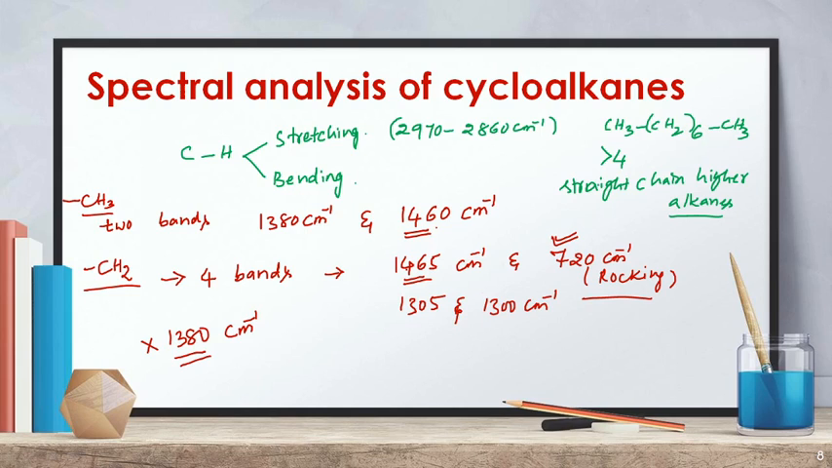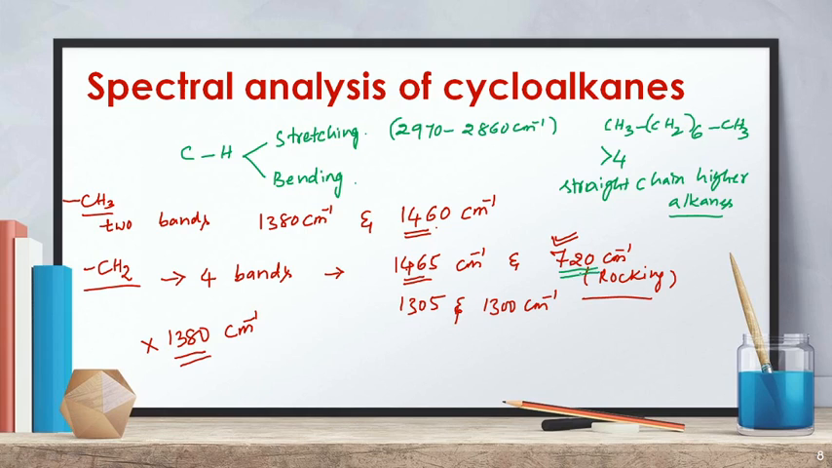So this is very important. We call alkanes higher alkanes whenever the number of methylene units present between the two methyl units is greater than 4. So this is a higher alkane because the number of methylene units is greater than 4. If the number of methylene groups is greater than 4, then definitely you will find the absorption peak at 720 centimeter inverse.